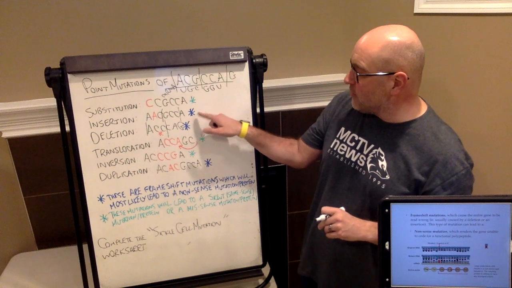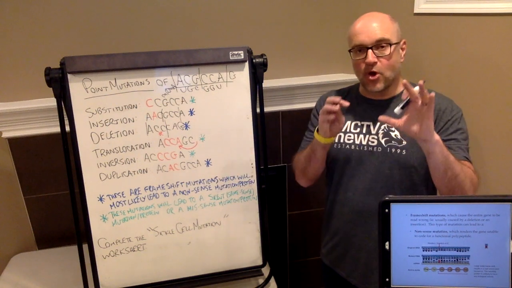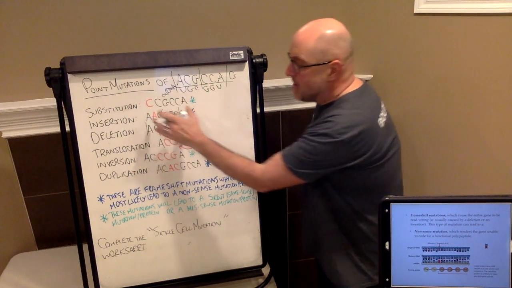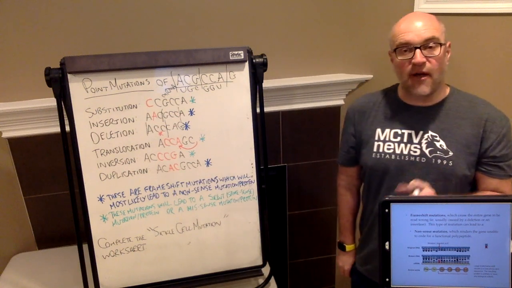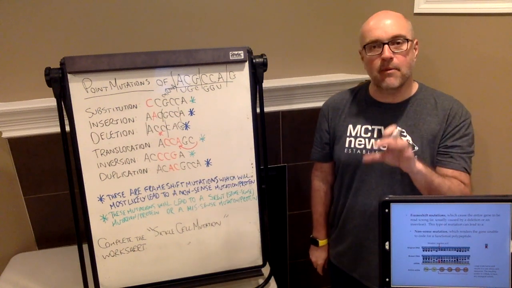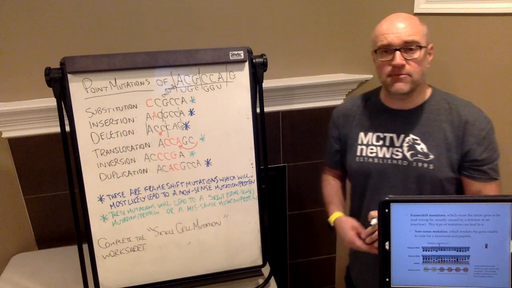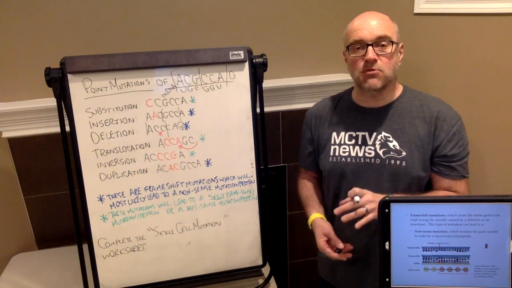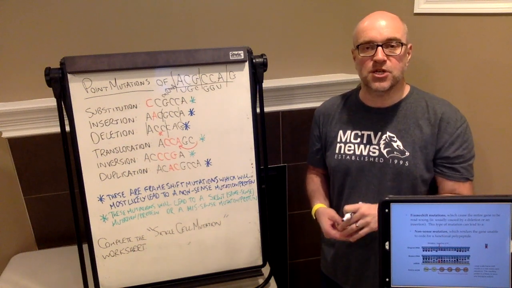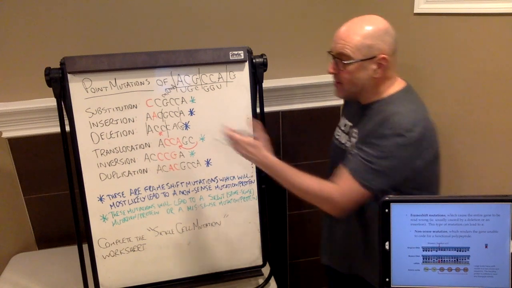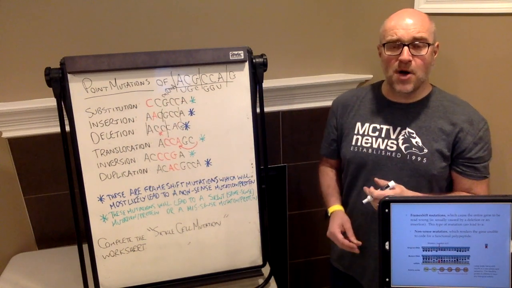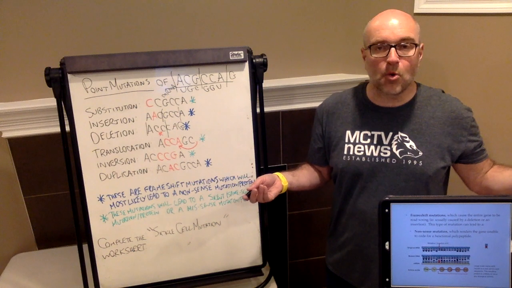So you can see that the frame shift mutations, there's always one thing in common about them. The amount of nucleotides has changed. If I change the number of nucleotides, that's going to lead to a frame shift mutation. And that's going to lead to what we call a nonsense mutation or a nonsense protein. If I screw up enough of the amino acids in a polypeptide chain or a protein, the protein isn't going to work properly.